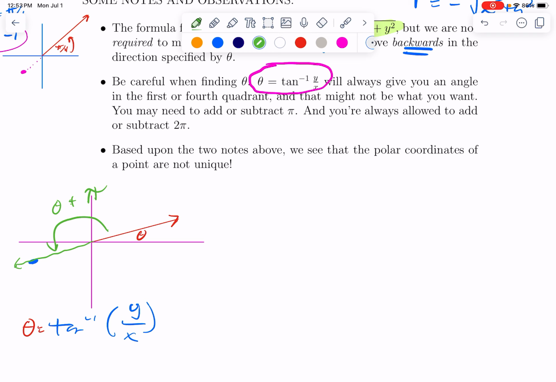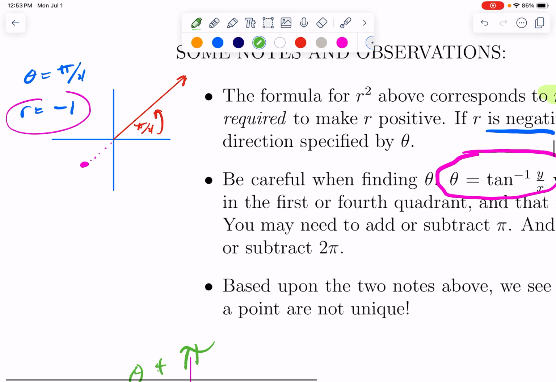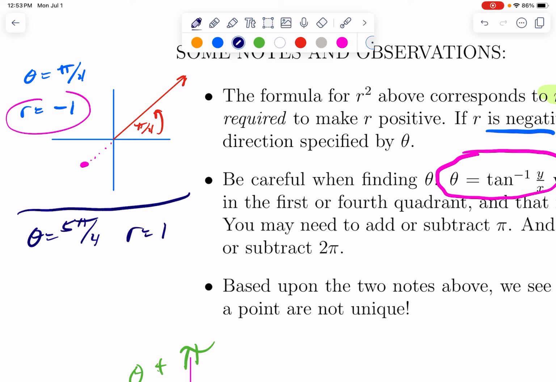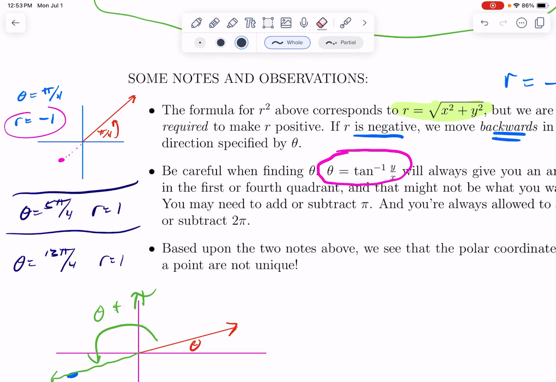You're always allowed to add 2 pi. If you just want to make something more exotic, you can spin around as much as you want. But sometimes we have to add or subtract pi. Let's just point out polar coordinates are not unique. For this point, I could specify r equals negative 1 and theta equals pi over 4. But I could also say theta equals 5 pi over 4 and r equals 1. That's going to point in the correct direction. Or I could say theta equals 13 pi over 4 and r equals 1. These are different angles, but they are coterminal. They specify the same direction. So just be aware, polar coordinates are not unique.